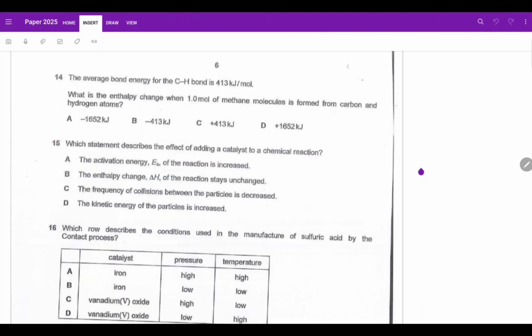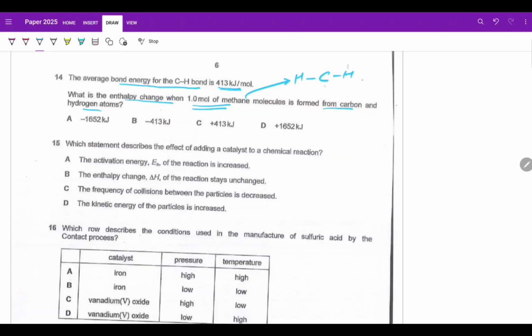Question 14, which says that average bond energy of C-H bond is 413 kilojoule per mole. What is the enthalpy change when 1 mole of methane molecule is formed from carbon and hydrogen atoms? Methane is CH4. It means 1 mole of methane has 4 moles of C-H bonds, and the bond energy of one C-H bond is 413 kilojoules. 413 multiplied by 4 equals 1652. This will be the energy which is released.